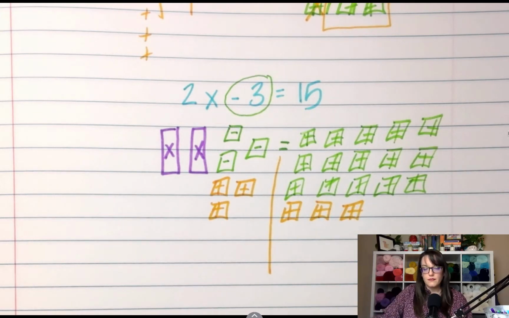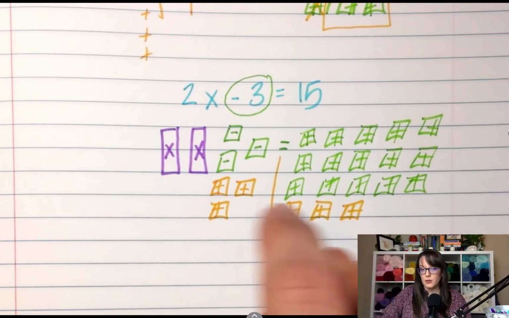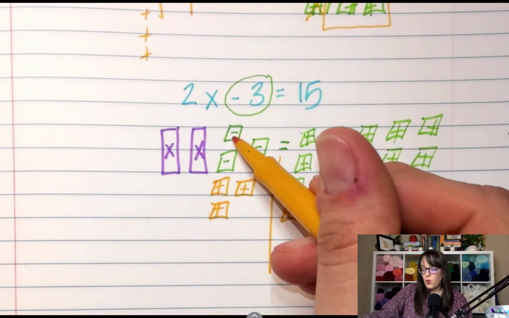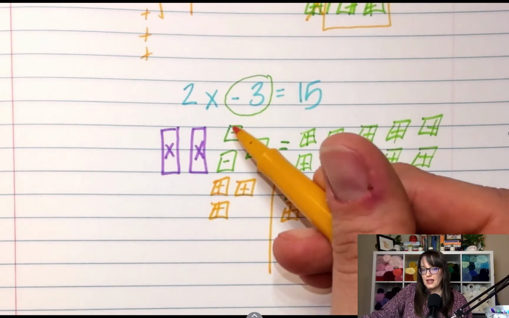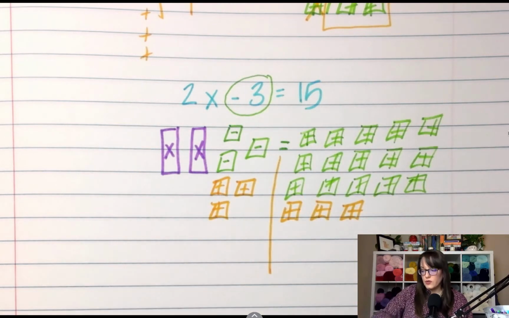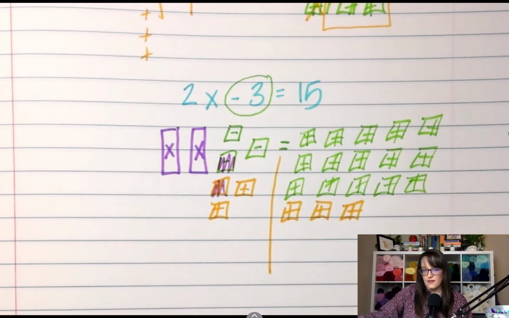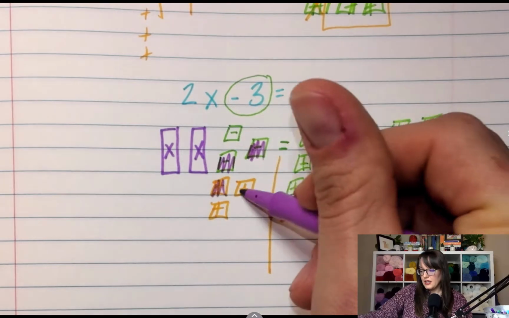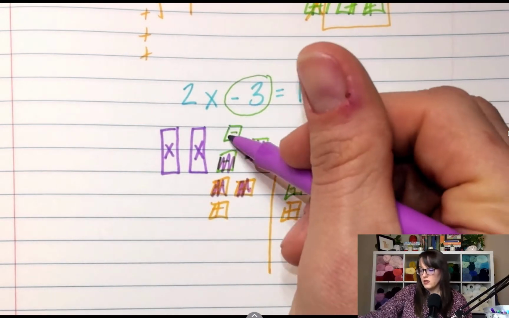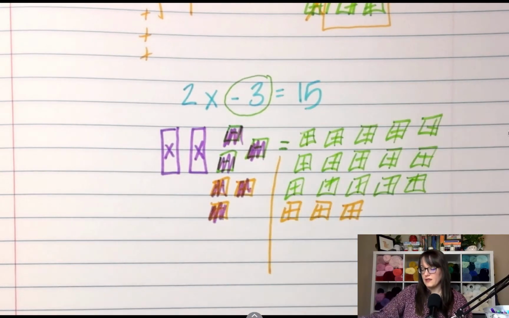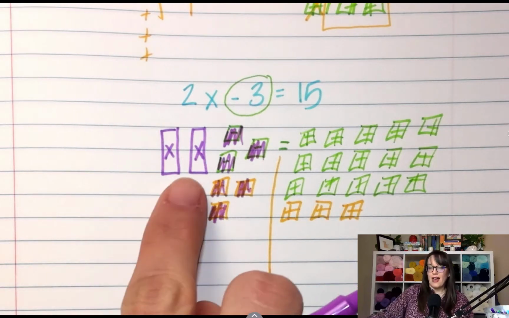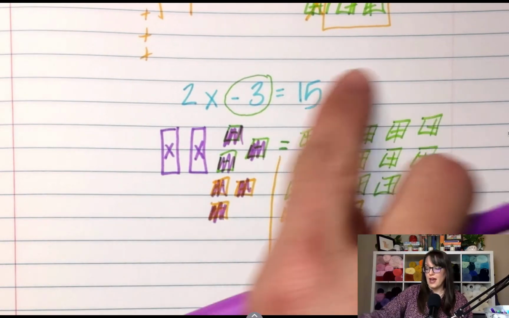1, 2, 3. They're still equal because I did the same thing on both sides. 1 positive and 1 negative equals 0. So these cancel each other out. So 1 negative, 1 positive, that's 0. 1 negative, 1 positive, that's 0. 1 negative, 1 positive, that's 0. So now I have 2x's equals how much on this side?